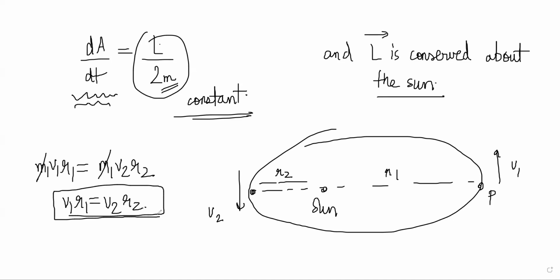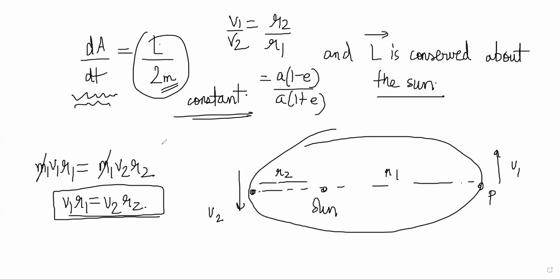So if you want to compare these two locations, you can easily say V1 by V2 is R2 by R1, and R2 by R1, if you think about it, is (A1 minus E) by (A1 plus E). V1 by V2 comes out to be (1 minus E) by (1 plus E).